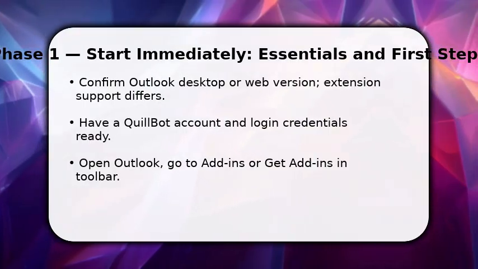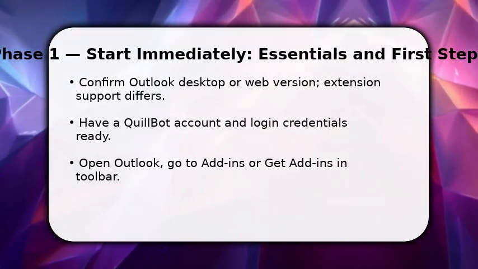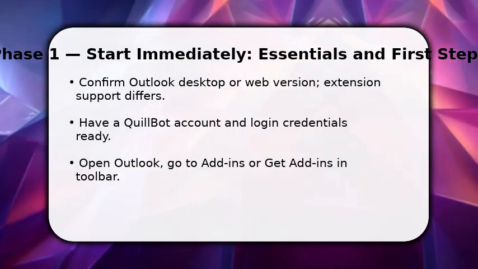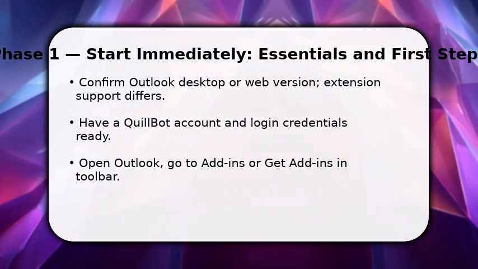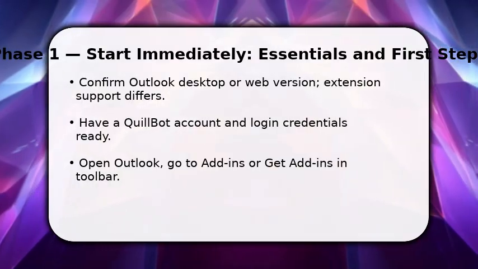Next, open Outlook and click Add-ins or Get Add-ins in the Home ribbon. This launches the Office store. Why? Because the extension installs from there and needs permission from your profile to integrate with Compose Windows.